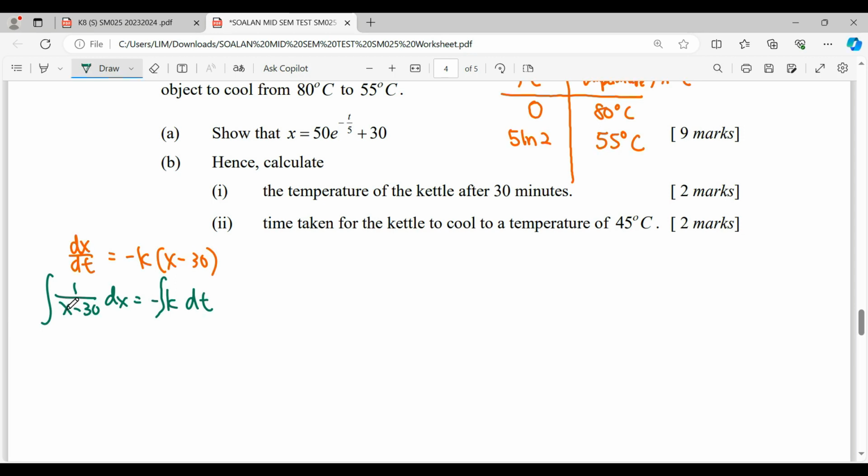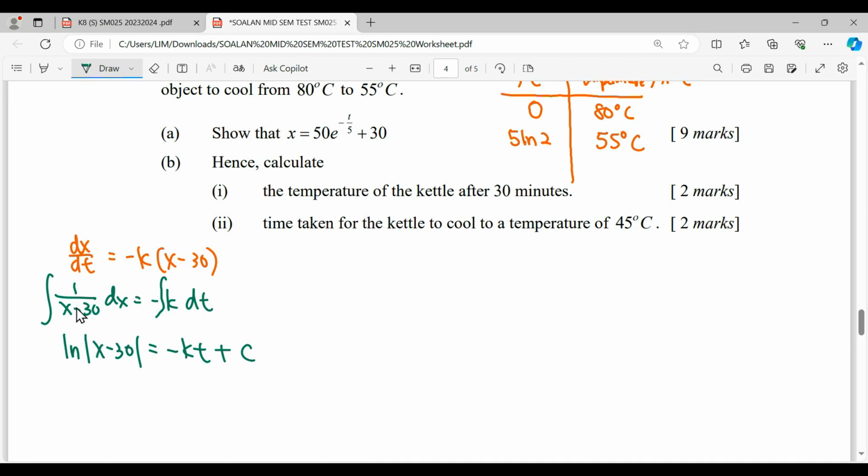To integrate this, this is our function x minus 30. When you differentiate it, we get 1. So this is f(x), this is f prime(x). This will give you ln of the modulus of x minus 30, to make sure this logarithm function is valid for all positive values. Then integrate k with respect to t, we get kt, then plus c. Then we're going to simplify to make x the subject on the left hand side.